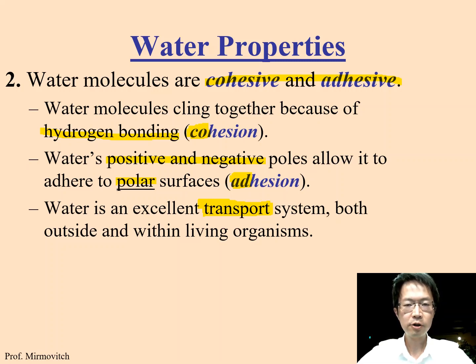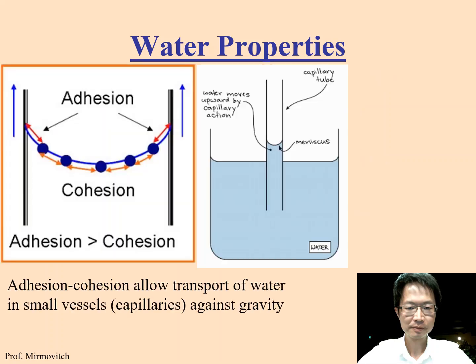And many of you may have also heard about a term called capillary action. Capillary action is basically based on adhesive and cohesive properties. As the picture shows here, adhesion is the red arrow here, and the red arrow here, and cohesion is the pink arrow here. Because of the adhesion and cohesion properties, it forms the meniscus inside the capillary tube.